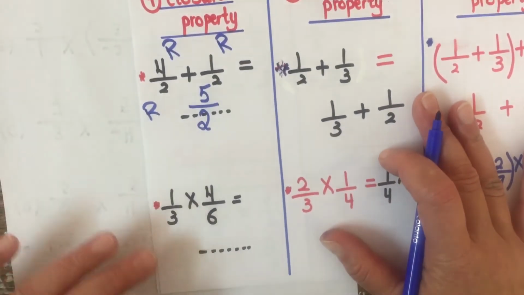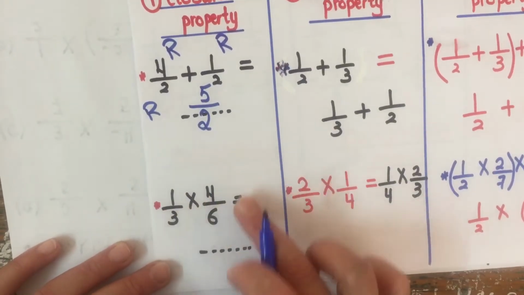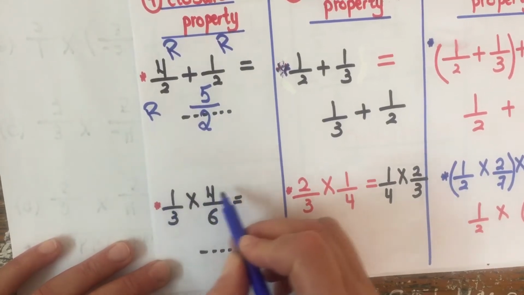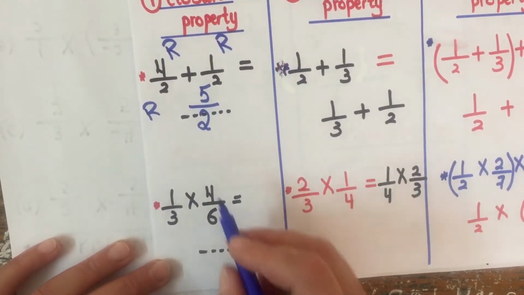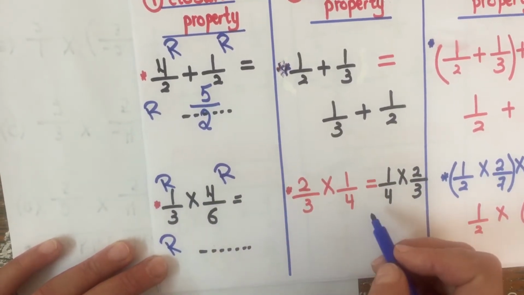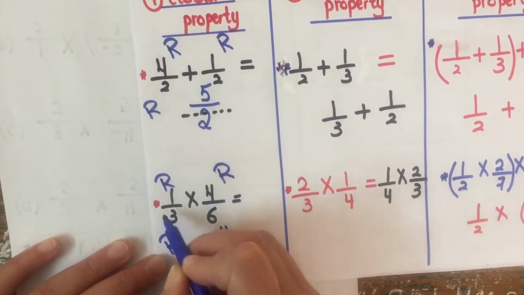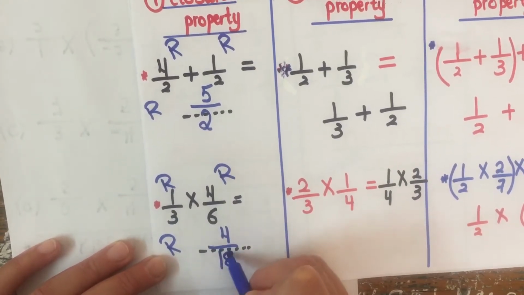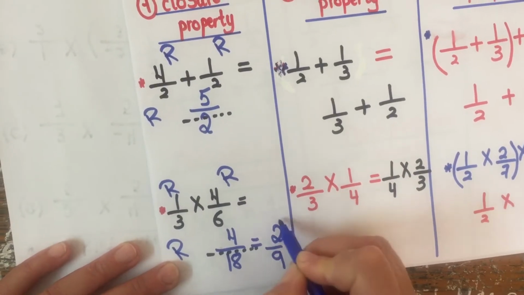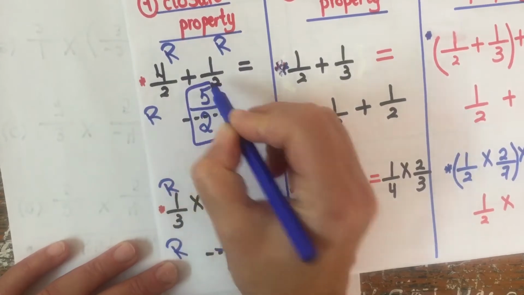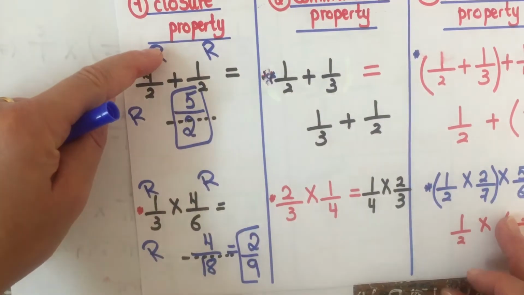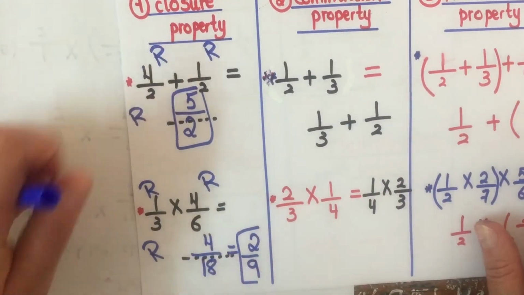Okay? If we have another example in multiplication, 1 over 3 times 4 over 6 equals. In multiplication, we multiply the two numerators together and multiply the two denominators together. So we have a rational times a rational, and the answer should be a rational number. So 1 times 4 is 4, 6 times 3 is 18. Let's get the answer in the simplest form, which is 2 over 9. So it's a rational number also. So the closure property means rational plus rational equals rational, so it's a closure. Rational times rational equals rational, so it's a closure.